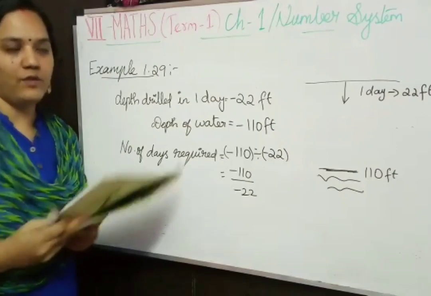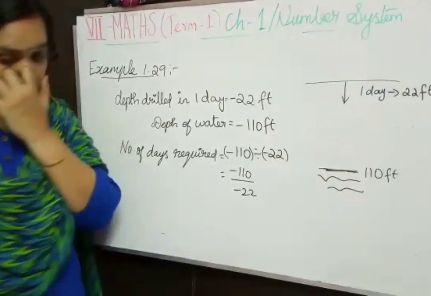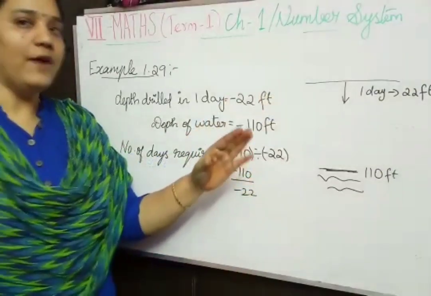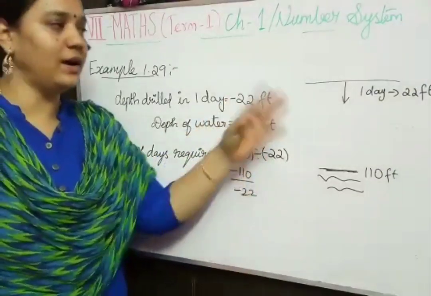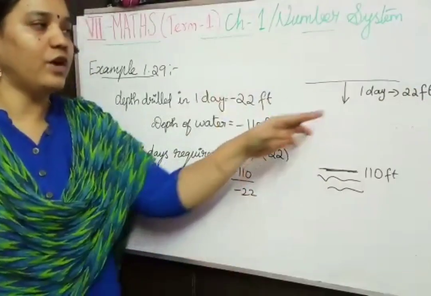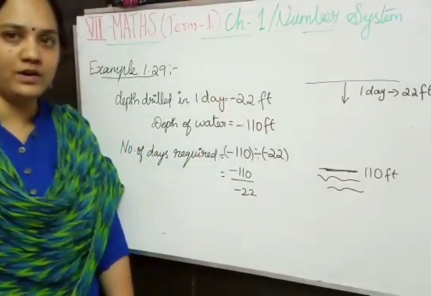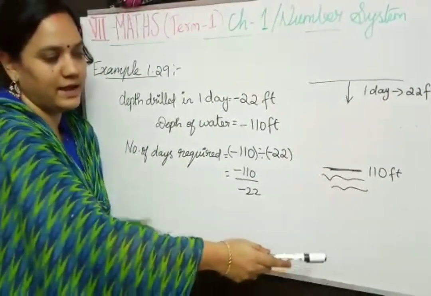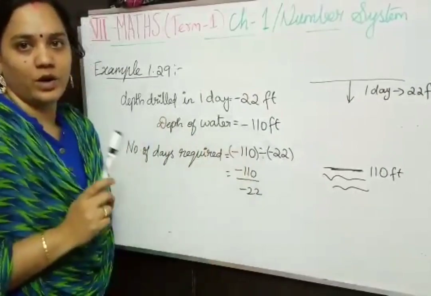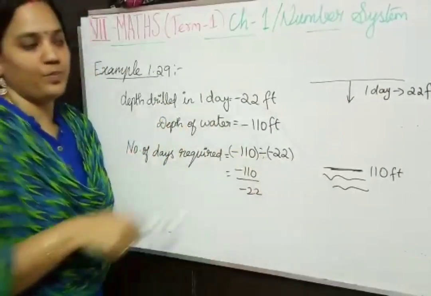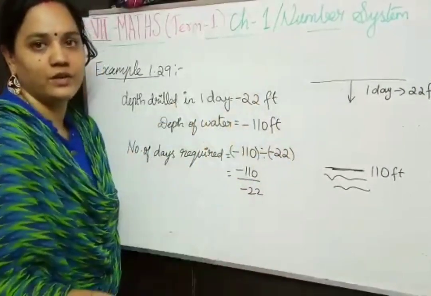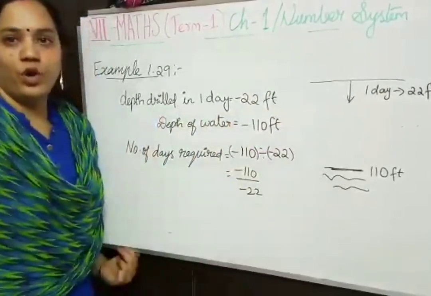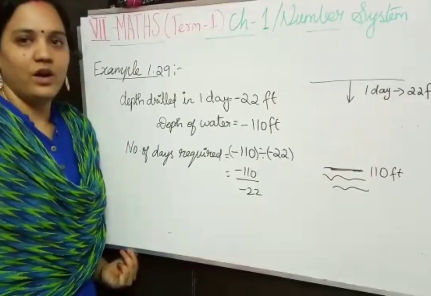I have drawn a simple diagram to explain this problem. Every day the workers are drilling the land. They are drilling 22 feet, but they know that water is at the level of 110 feet. Where is the water? It is at 110 feet. So per day they are drilling 22 feet. How many days will it take them to reach the pool of water? That is our question.